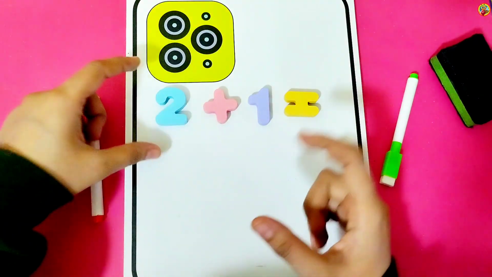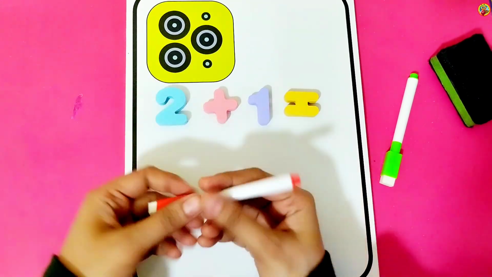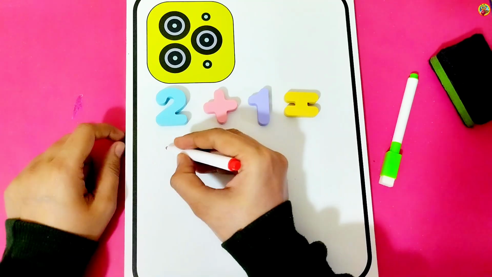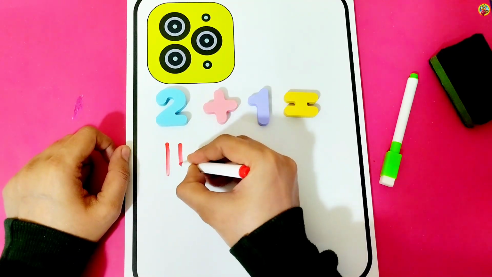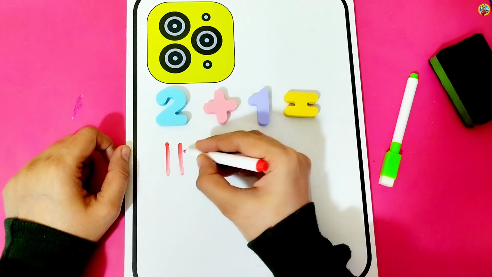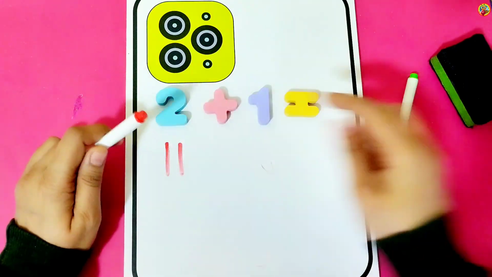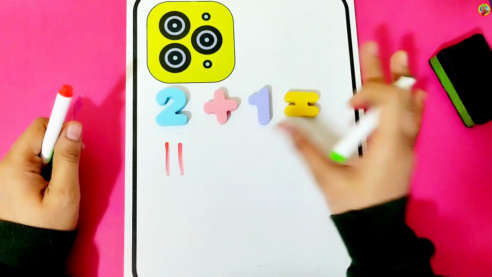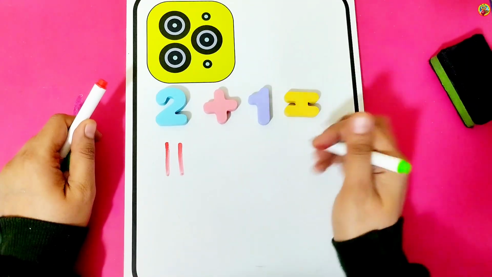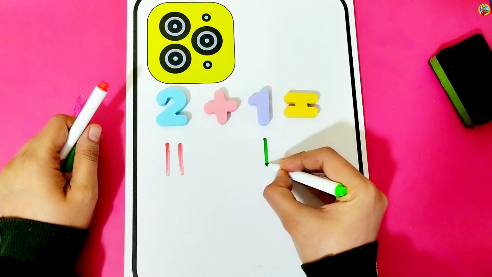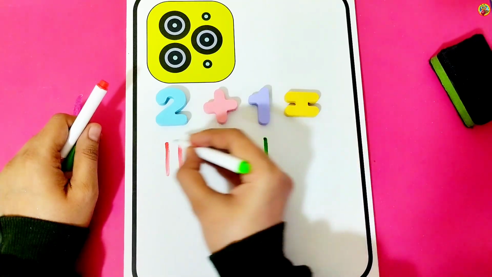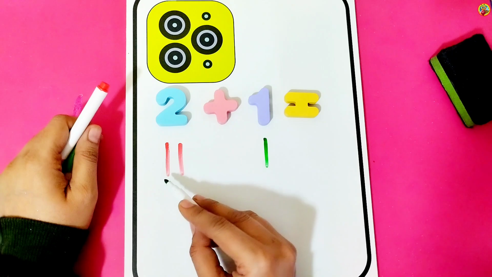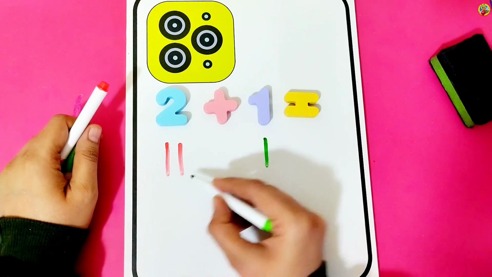Look, left side we have 2. So 2 lines below 2. 1, 2. Right side we have 1. So 1 line below 1. Let's count all together. 1, 2, 3.